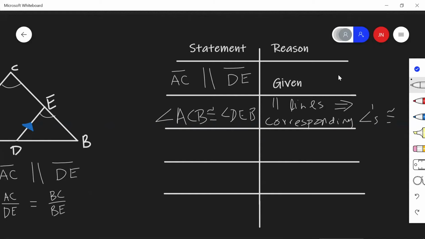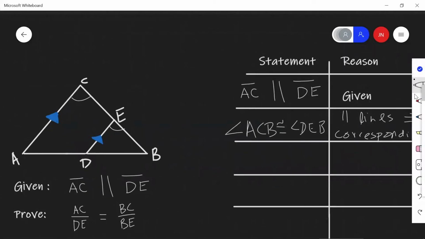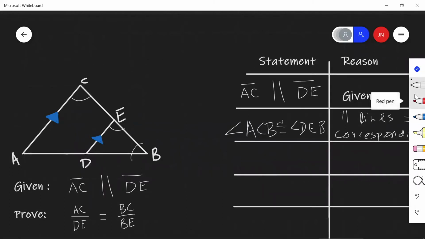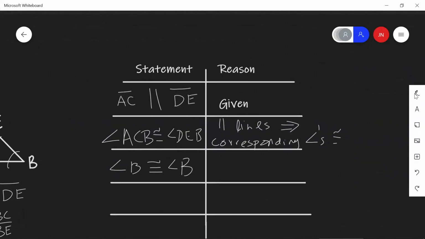And now we have, using the reflexive property yet again, this angle right here, angle B, is being shared by both triangles CAB as well as DEB. So using the reflexive property, we can state that angle B is congruent with angle B. So let's write down reflexive property.